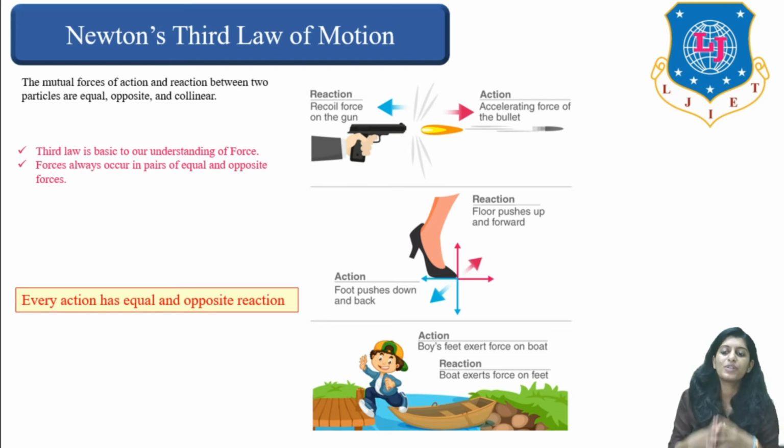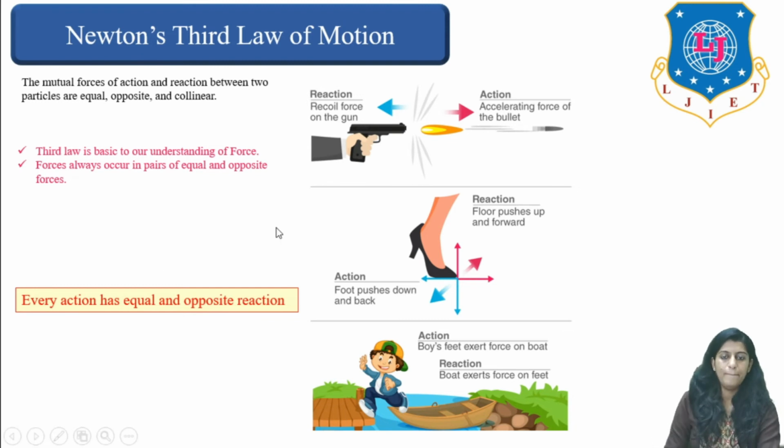So according to Newton's third law of motion, the mutual force of action and reaction between two particles are always equal, opposite and collinear. That means forces always occur in pairs, and those pairs are equal in magnitude and opposite in direction. Clear? Equal and opposite forces are there.